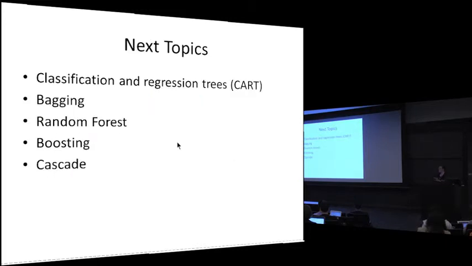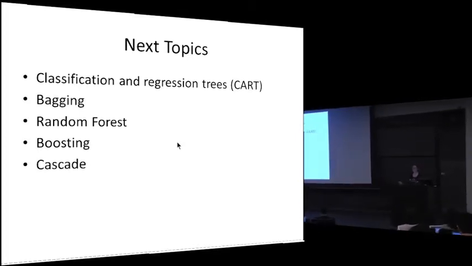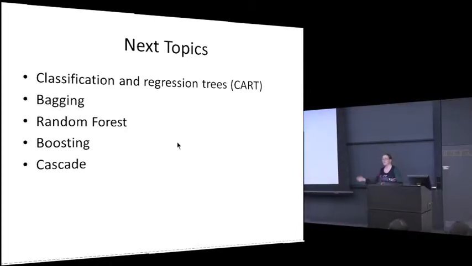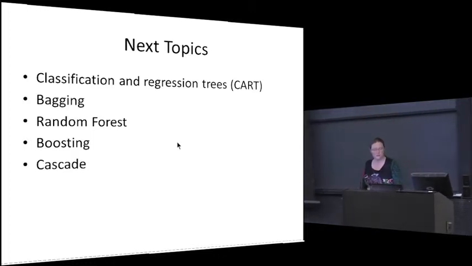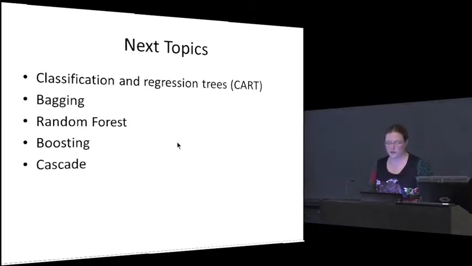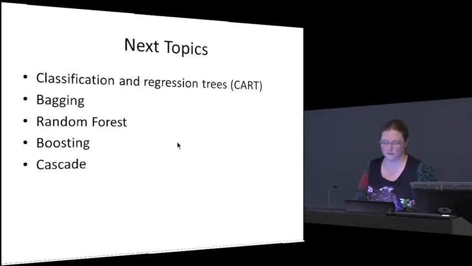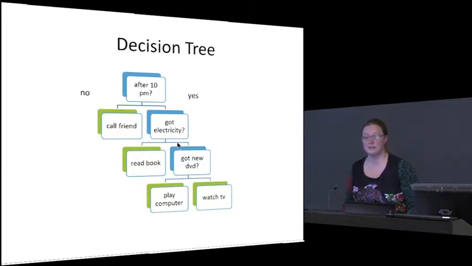So as I said, upcoming today, classification and regression trees. This is a very simple classifier that is nice and fast, but not performing so well. So people try to fix that problem, and that is where we come into ensemble methods. We're going to go over bagging and random forests. And if we have more time, we're going to talk about boosting and cascade classifiers. But first, the decision trees.